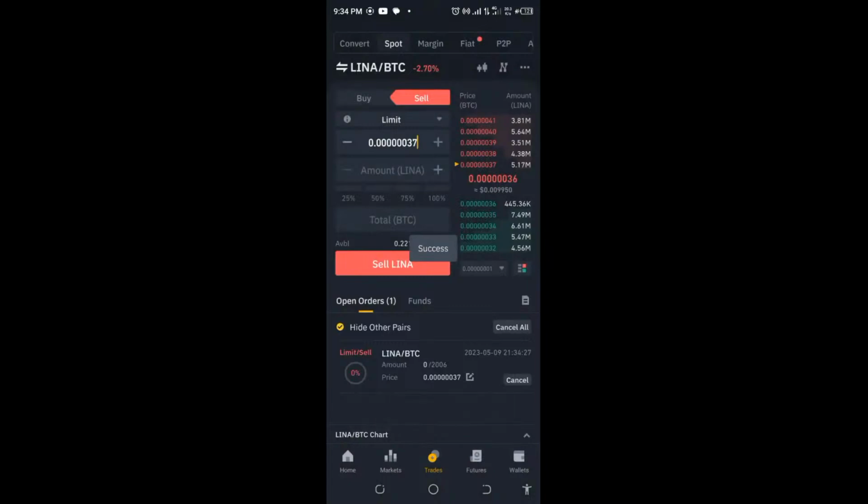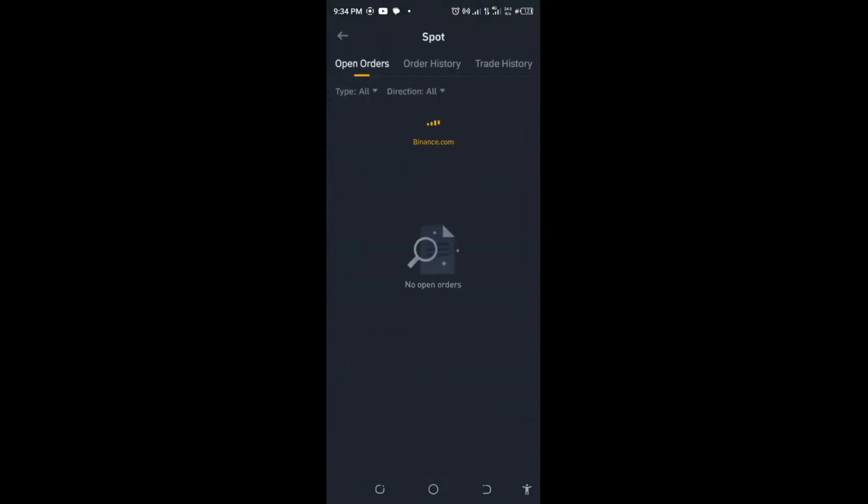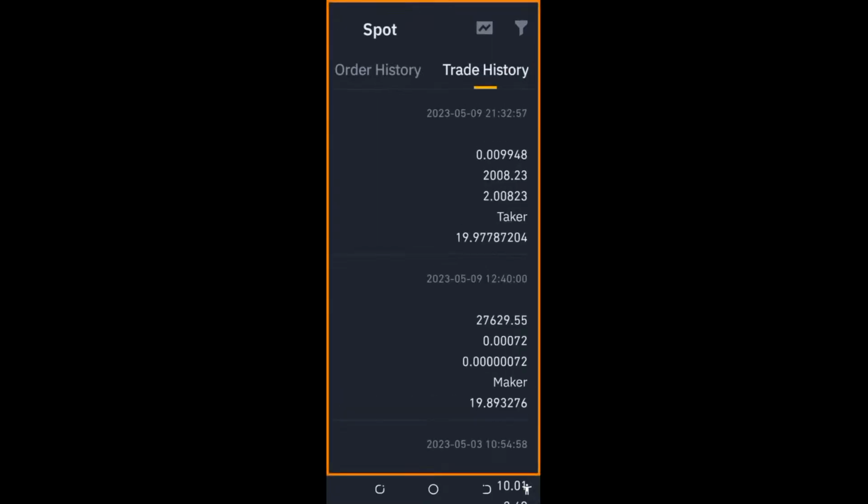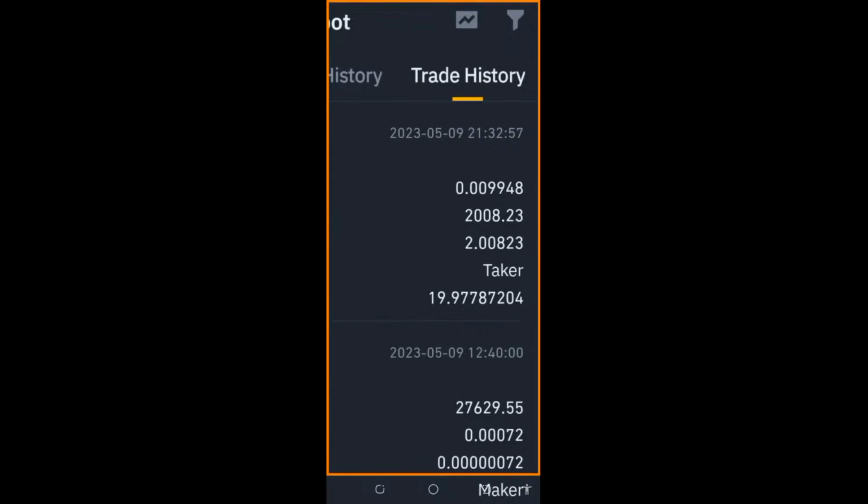Okay, so currently we're in the queue. But don't forget, we bought this. Let me go and check the trade history. We bought this for how much? We bought this for 0.009948. Okay. So, and we spent 19.97.